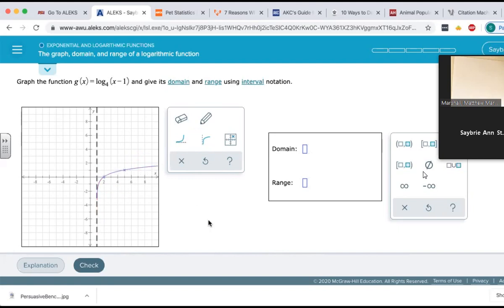And then your domain, left or right, looks like rounded bracket 1, infinity is your domain. And then looks like range from bottom to top, you got negative infinity to positive infinity, looks like. Hopefully. Looks pretty good.